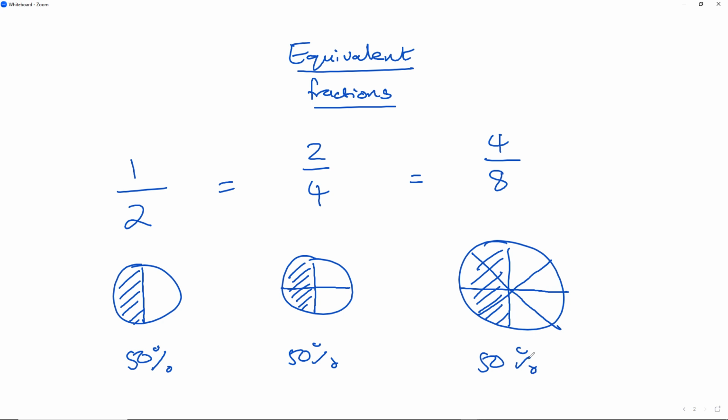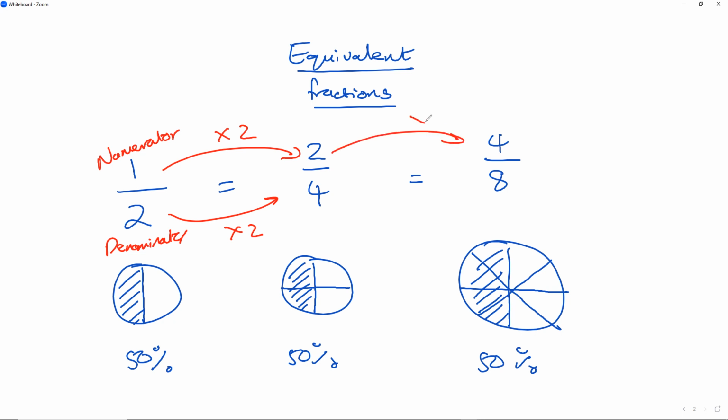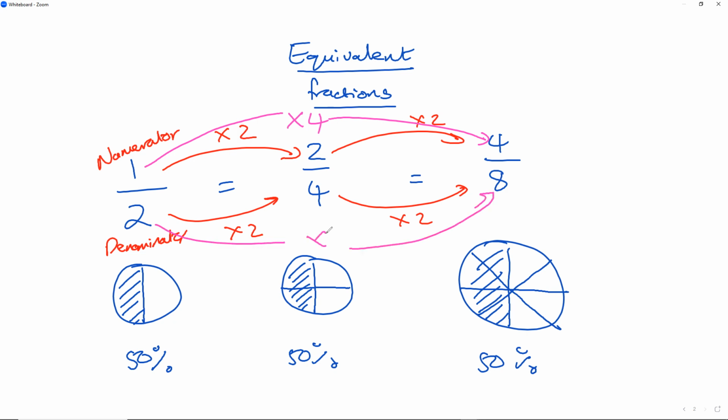In order to go from one equivalent fraction to another equivalent fraction, what we do is we multiply the numerator, which is the top number, and the denominator, which is the bottom number, by the same number. In this case, times 2. And in this case as well, times 2. And we could also jump all the way through from 1 up to 4 and multiply by 4, and likewise at the same time multiply this by 4 as well, creating equivalent fractions from it.